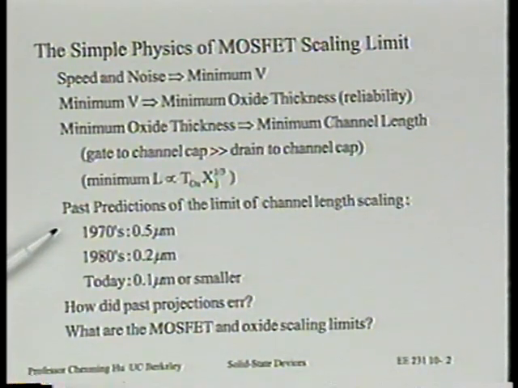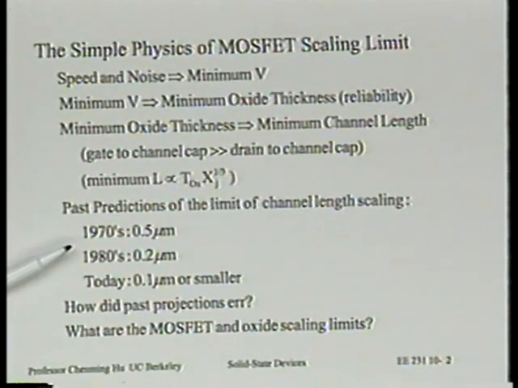So, if you then look at the literature, this question has been asked many times. There were very thoughtful papers published. Once every few years, someone would do such a study. And in the 70s, it was generally agreed that channel length would not go below 0.5 volt. In the 80s, a lot of people thought it must go below 0.2 volts. And today, 0.1 volt is given. The question is how much smaller than that.